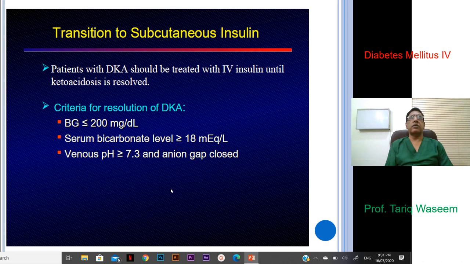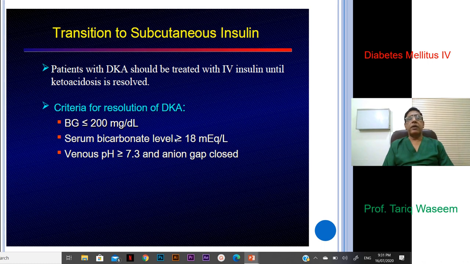In continuous infusion form, whenever there is a rapid change in blood glucose level, whether it is a fall, you can stop the insulin infusion and the effect would be gone within a few minutes. And similarly, if there is continuously ongoing hyperglycemia, you can increase the infusion rate and you can have the desired response.